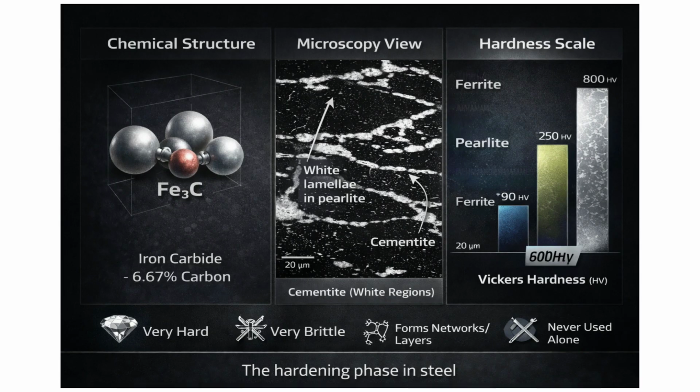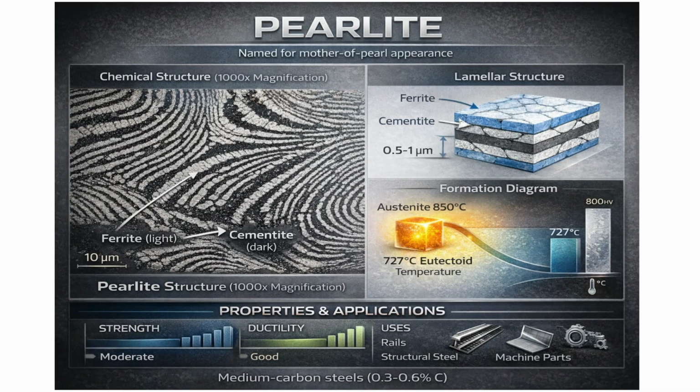Think of cementite as the reinforcing bars in concrete, it's what makes the structure strong, but it needs to be properly distributed within softer phases to be useful. Now we come to pearlite, one of the most beautiful microstructures you'll see under a microscope. Pearlite gets its name because it has a mother-of-pearl-like appearance. It's not a single phase, it's a mixture of alternating layers of ferrite and cementite.